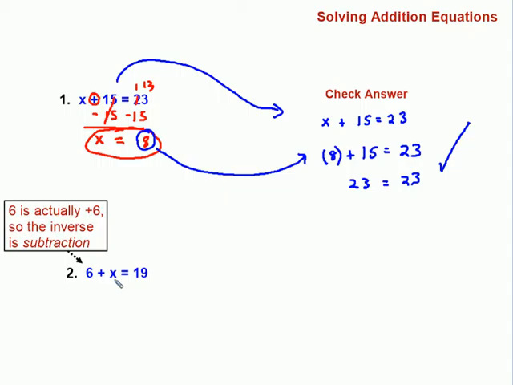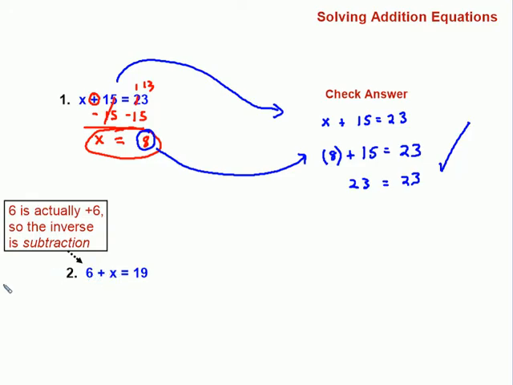This problem is the same kind of problem, it's just arranged differently. Notice the x came first in this one. In this one, it comes second. That might throw you confused just a little bit. But understand that when we have a 6 here, we really have a positive 6.